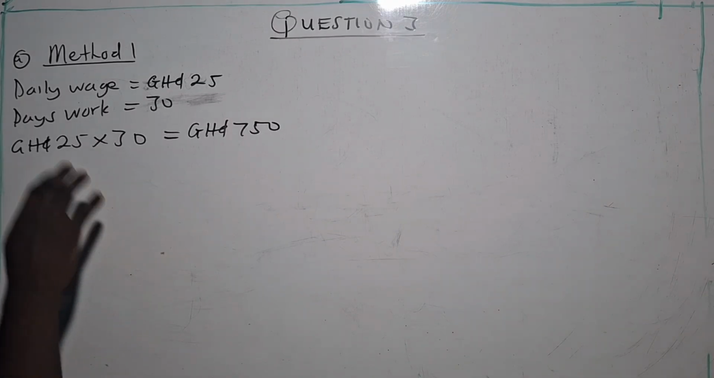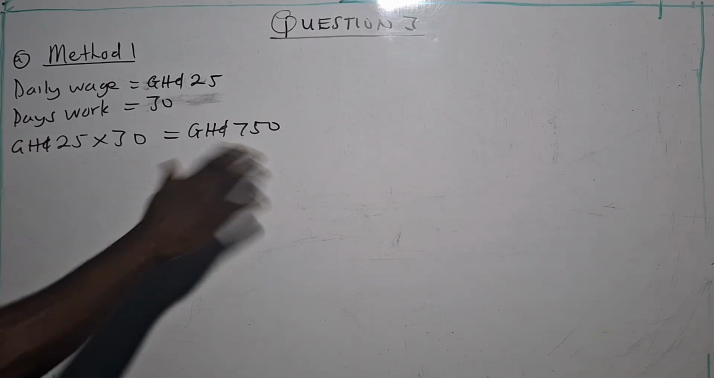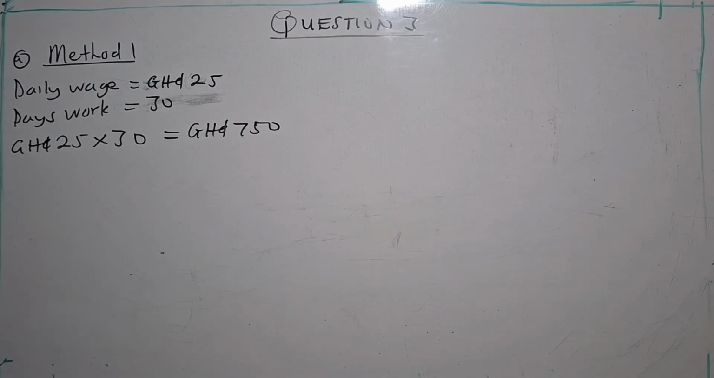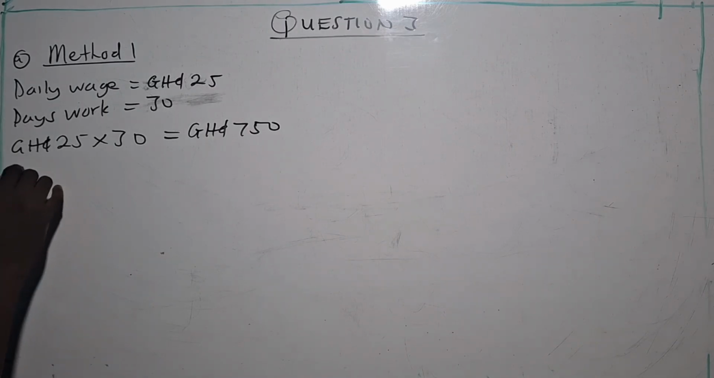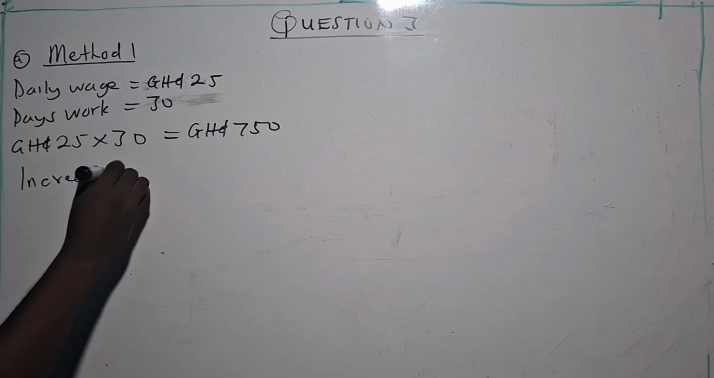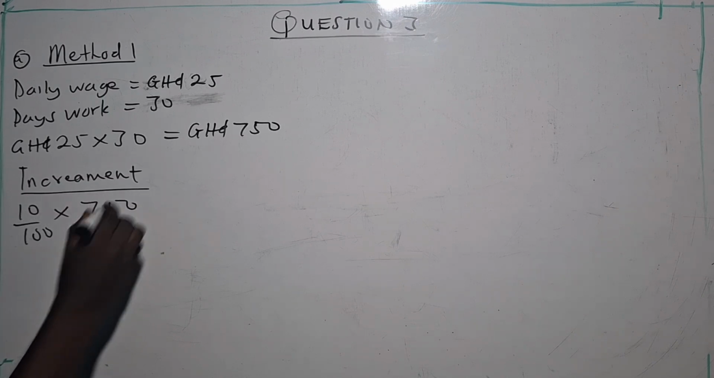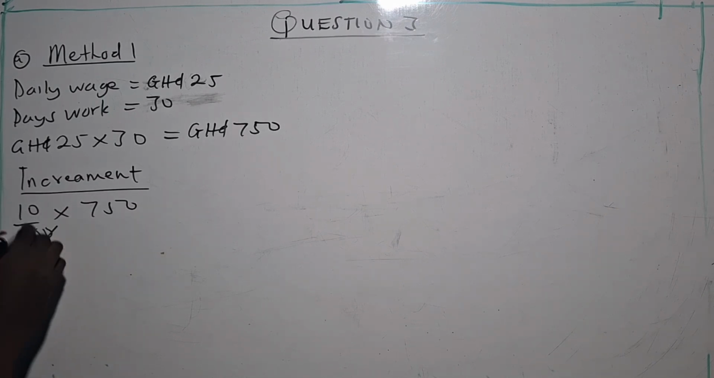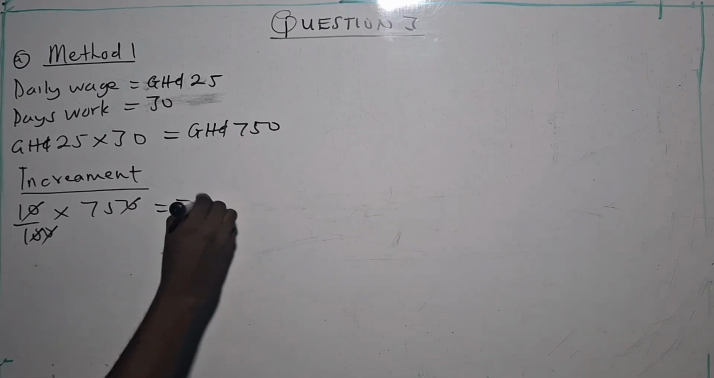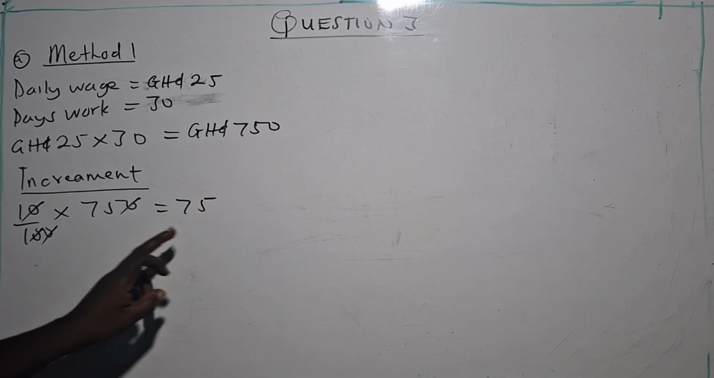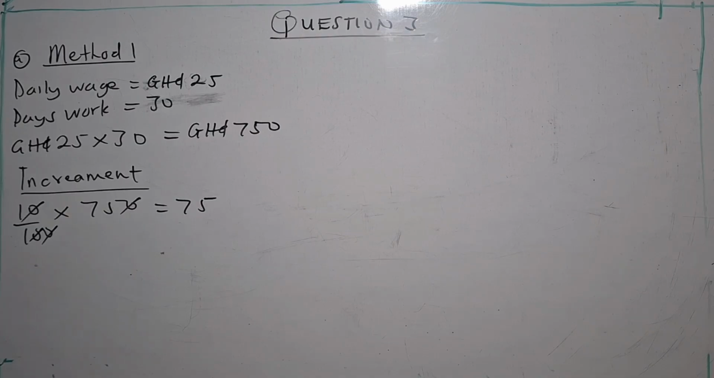So initially I was supposed to receive 750, but they are saying the daily wage has been increased. There has been an increment of 10%. So 10 on 100 times 750. This will take here, this cancels. So 1 on 1 is 1, which will give me 75. So 75 cedis to be added to his money.